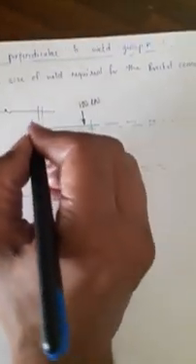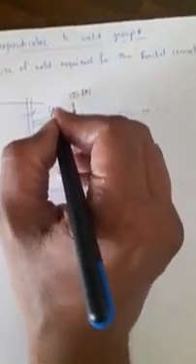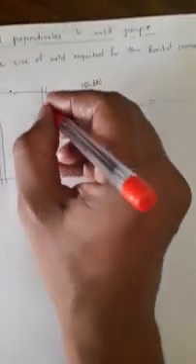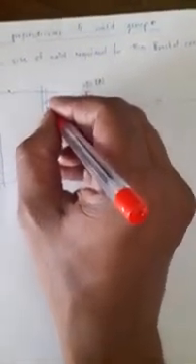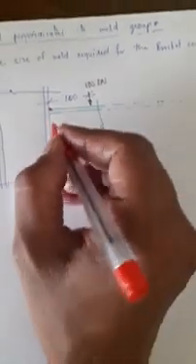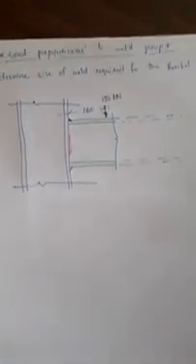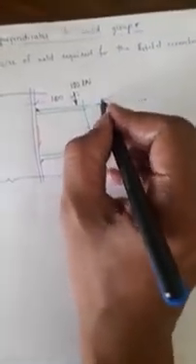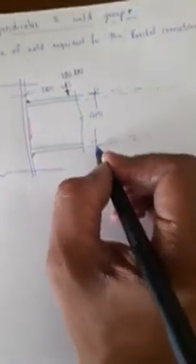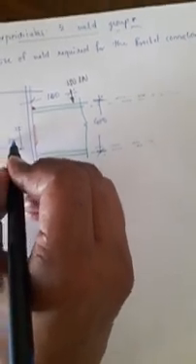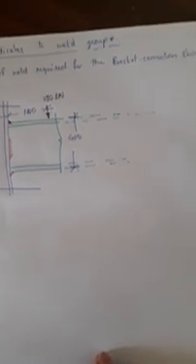Let that eccentricity be 100 mm. I am going to provide welding at the flange and at the web. So this is the welding at the flanges and this is the welding at the web. Let this dimension be given as 400 mm. This weld dimension, the weld depth of the flange, is 300 mm. Now I am going to draw a front view of this.